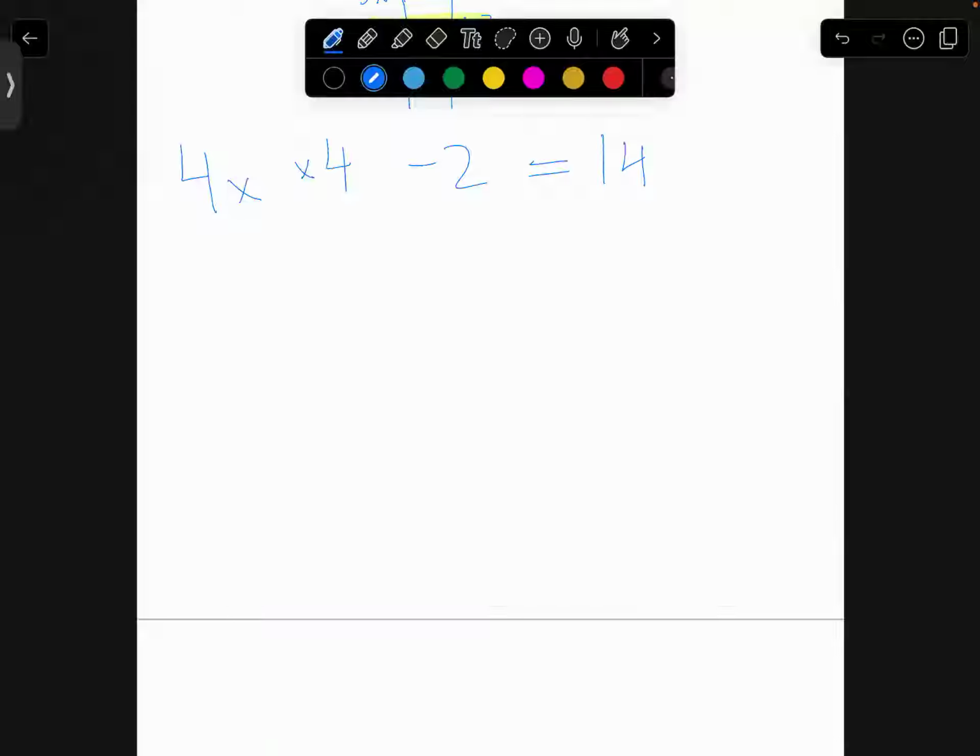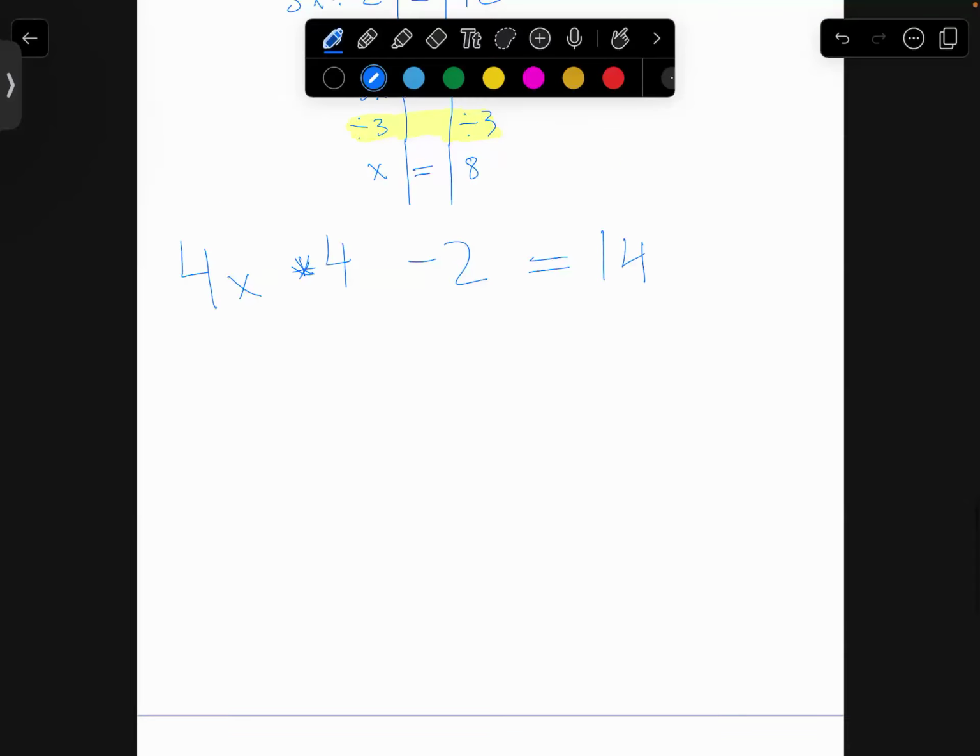So we want to figure out what x is equal to. Now this multiply, think of it as like a times. Okay? The first step is to balance it, to make sure we do both things on both sides no matter what. And we also want to make sure that we use subtraction and addition first. So if we are subtracting 2 here, we would add 2 to both sides. So this would now make it 4x times 4 is equal to 16.